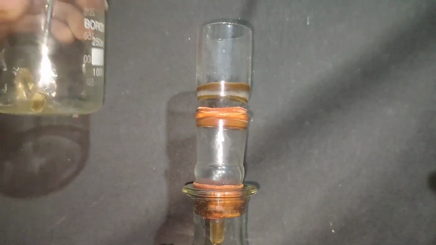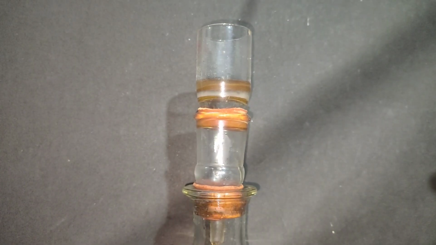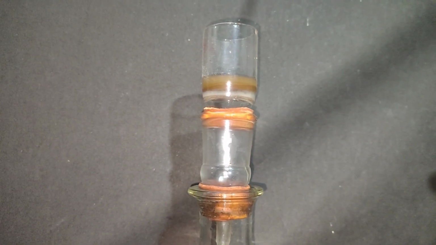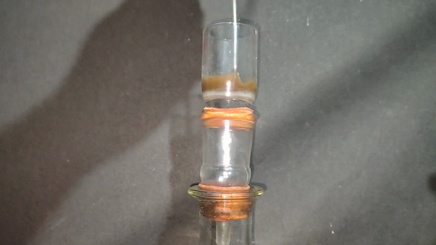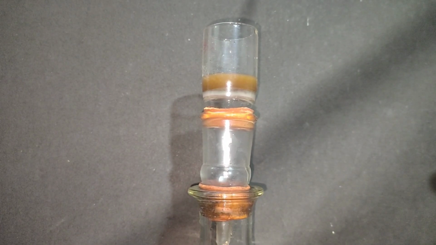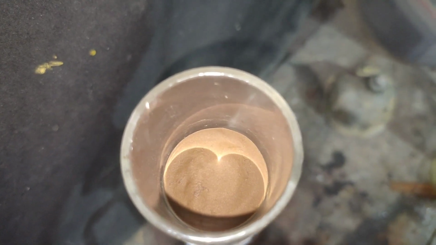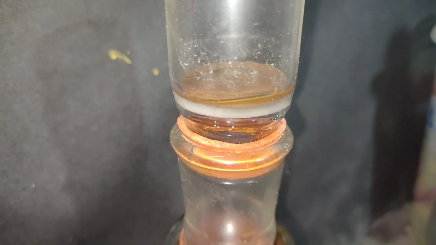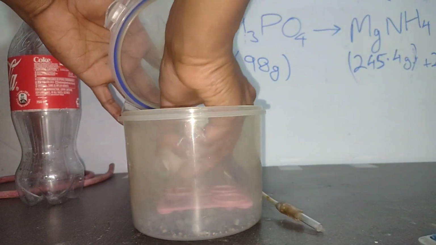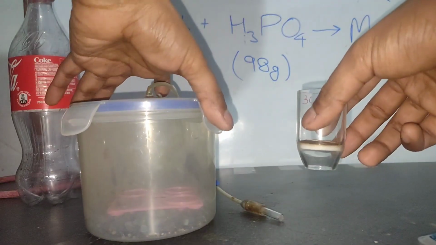Then I washed the precipitate with distilled water, and then again placed the crucible in a desiccator to dry until the weight became constant. We cannot dry this precipitate in an oven because this precipitate contains water of crystallization which could be lost due to the high heat of the oven. So I dried this crucible in a desiccator.